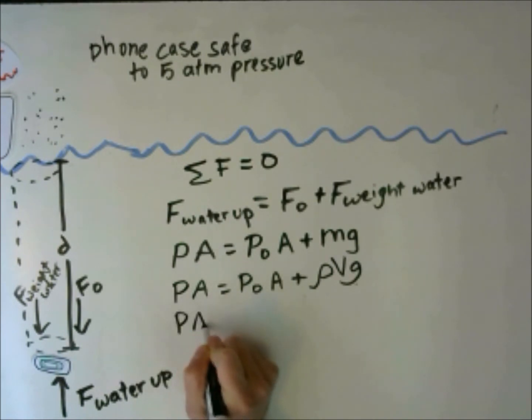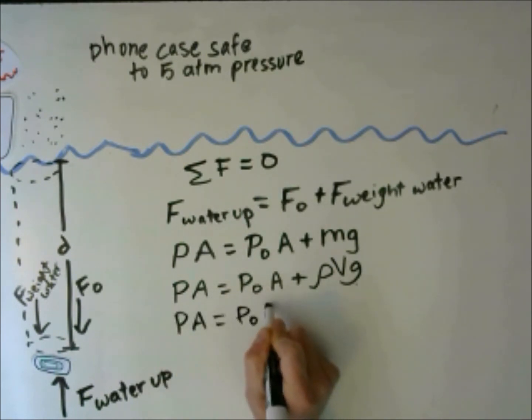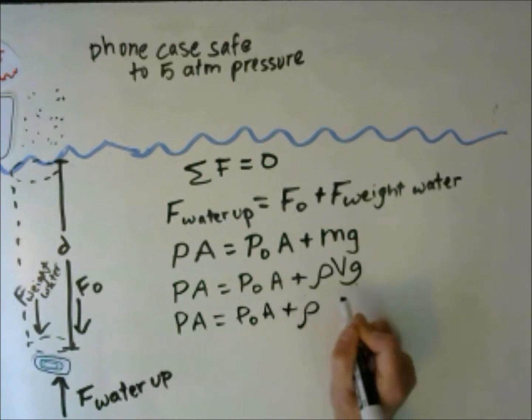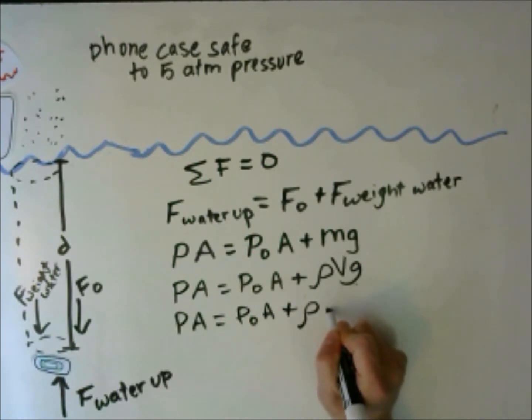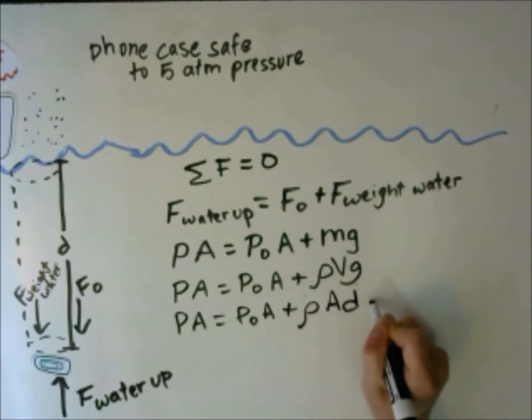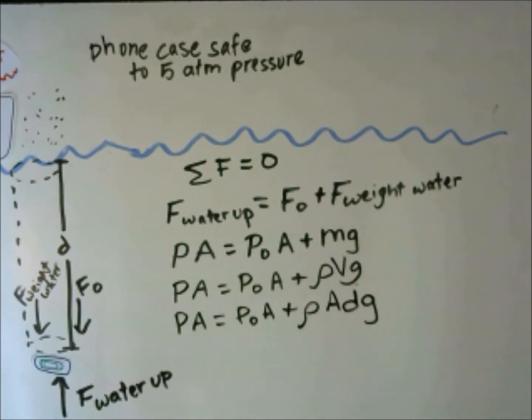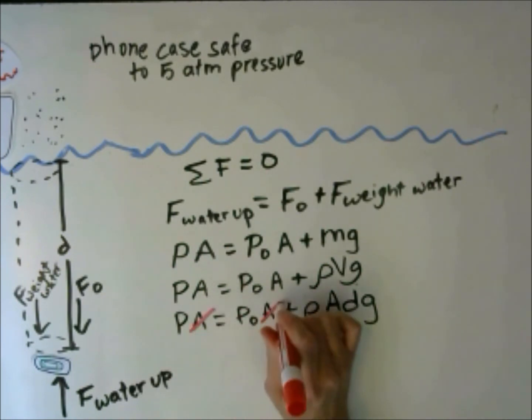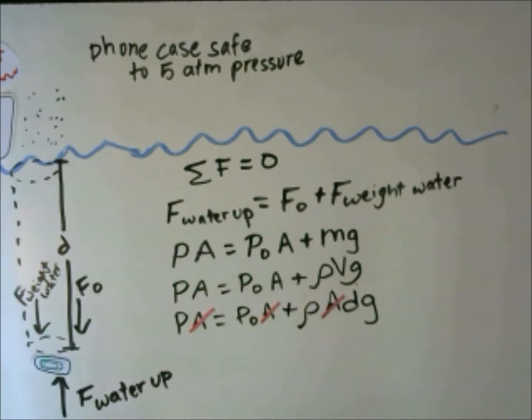So we still have PA equals P naught A plus rho, and the volume is equal to area times d, times g. And you can see why I did that, because now we have area, area, and area. Because in fact, at any depth, it doesn't matter the area of the water you're looking at, you're going to have the same water pressure at any depth. So now we can cancel out area. And we end up with our equation for pressure at depth.